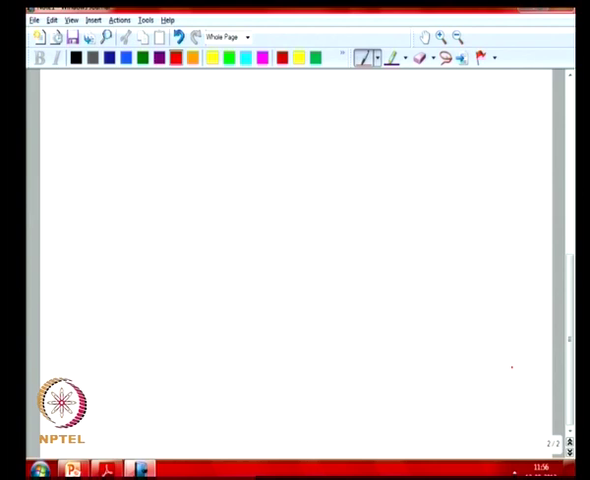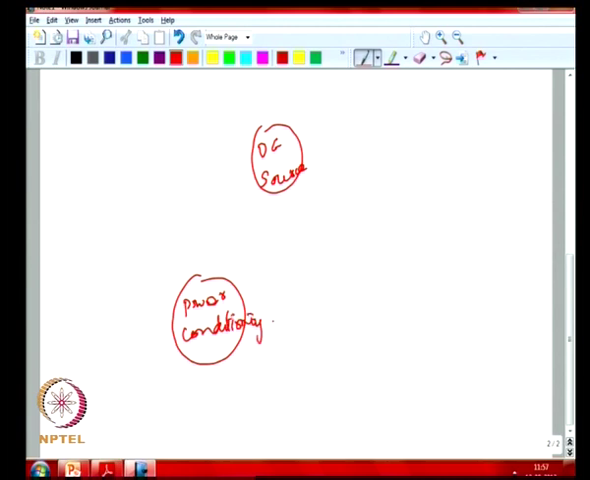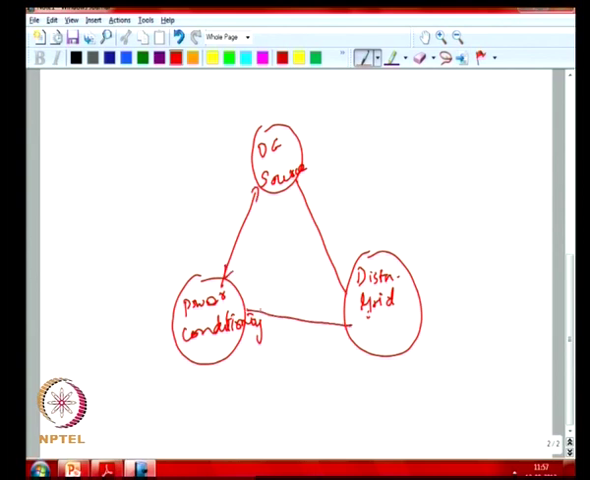Okay. So, if you look at the overall distributed energy system, you might think about three elements: the DG source, you might have your power conditioning, you might have your grid, it might be the distribution grid. And if you look at these three, these are three critical elements of your overall DG system.